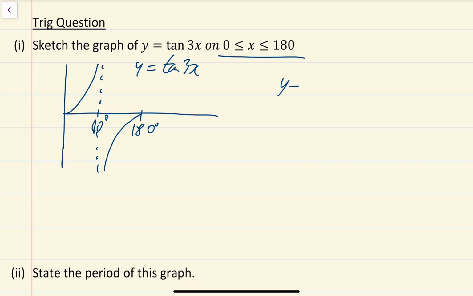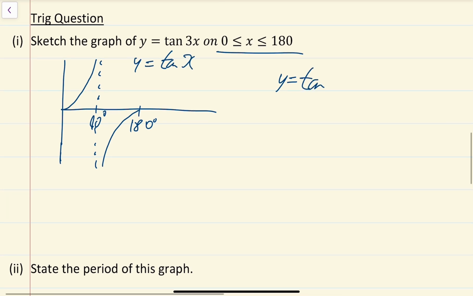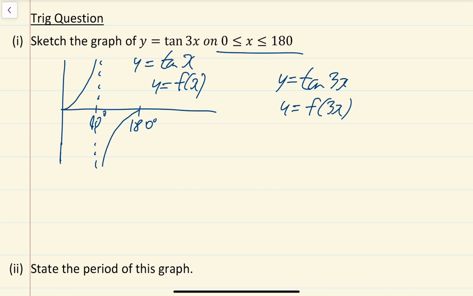That's what y is equal to tan of x looked like. Then y is equal to tan of 3x, what does it look like? If this one was your f of x, then this would be f of 3x. So it's actually being squashed horizontally, scale factor equal to 1/3.